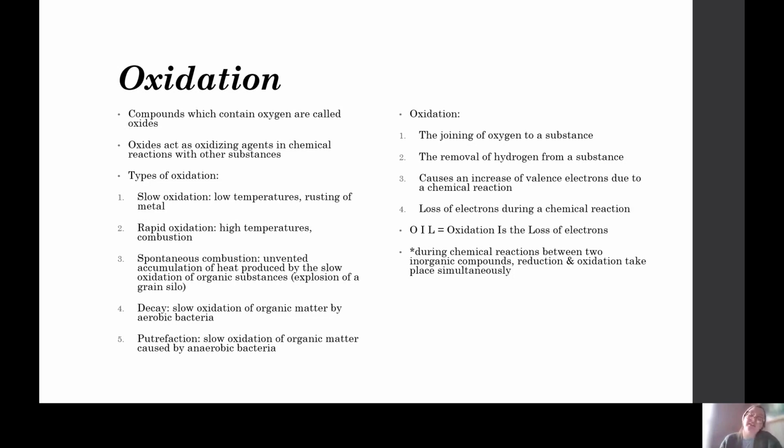The acronym for oxidation would be OIL: Oxidation Is Loss of electrons. So you have reduction as RIG, reduction is gain. Oxidation is loss of electrons. And usually during chemical reactions between two inorganic compounds, reduction and oxidation take place simultaneously. An example of this could be photosynthesis. I've uploaded a couple of videos that'll show you this as well. When reduction and oxidation take place simultaneously, it's called a redox reaction. So that's just a brief explanation of that.